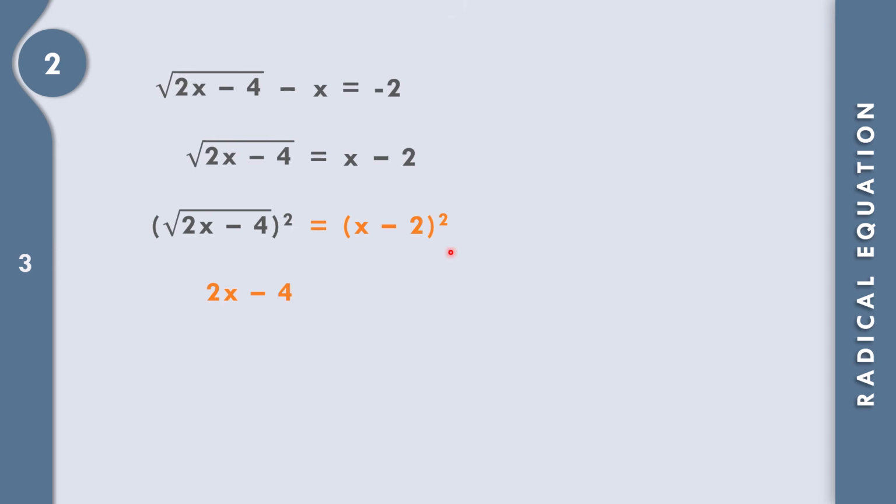For x minus 2 squared, we need to distribute. That becomes x minus 2 times x minus 2. x times x is x squared. Then x times negative 2 is negative 2x, and negative 2 times x is another negative 2x, which gives negative 4x. Negative 2 times negative 2 is equal to positive 4. So let us combine like terms.